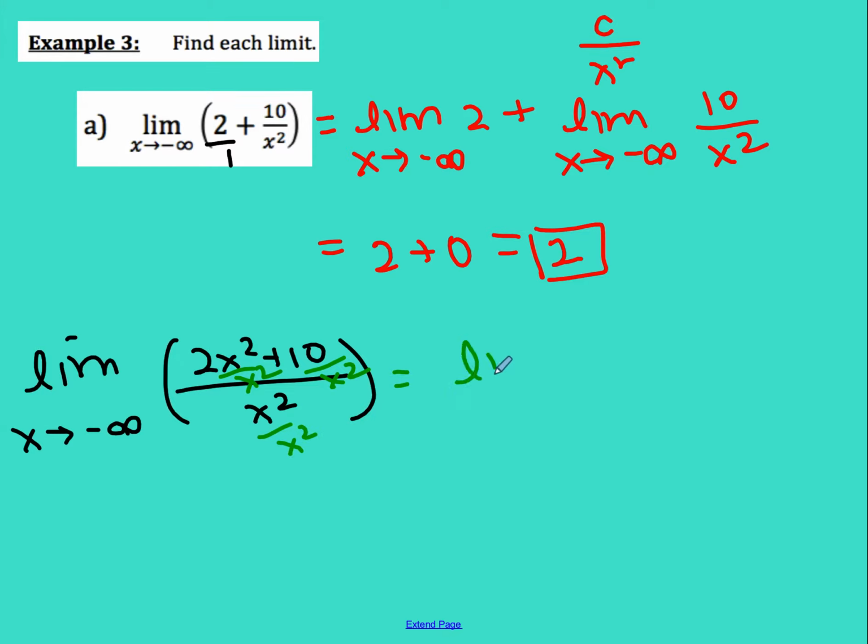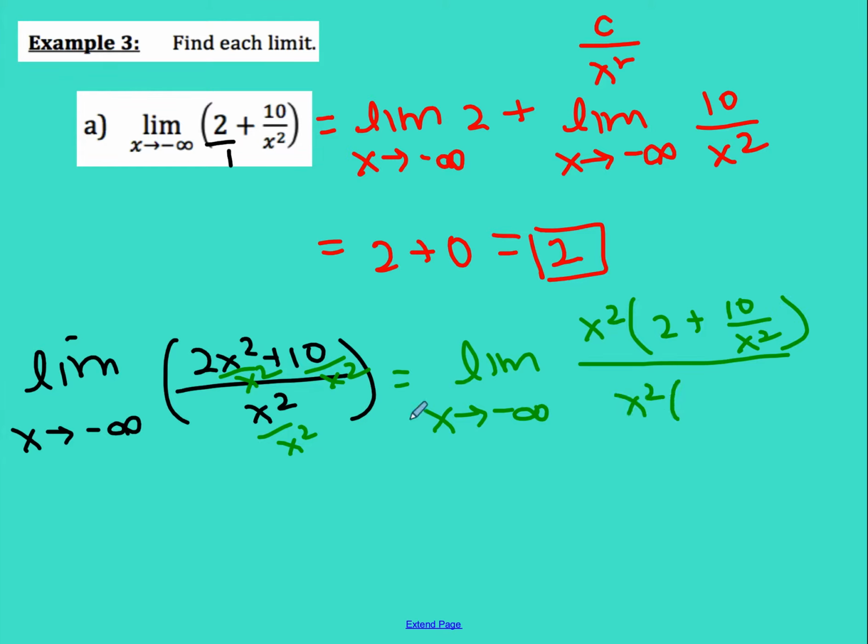Now I have my limit as x approaches negative infinity. Here's what we did. We took out an x squared, so I put an x squared in the front, and I would reduce each of these. So I have x squared over x squared, which is 2, plus 10 over x squared. And here, I took out an x squared, and then I have x squared over x squared, which is 1.